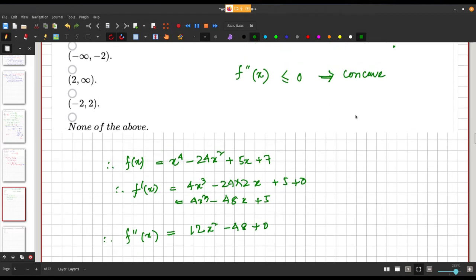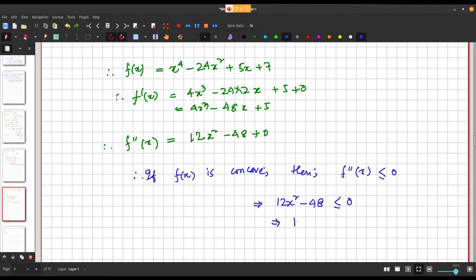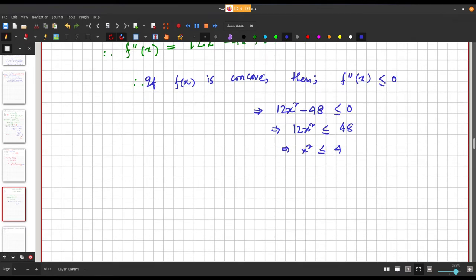Now we have to check for this condition, that if f double prime x is less than or equal to 0, then f(x) is concave. That implies 12x square minus 48 is less than or equal to 0, or 12x square is less than or equal to 48, or x square is less than or equal to 4. Now this condition is true for x belonging to minus 2 to 2, because when you are taking x square, if x is outside this region, then that will always be greater than 4, right?